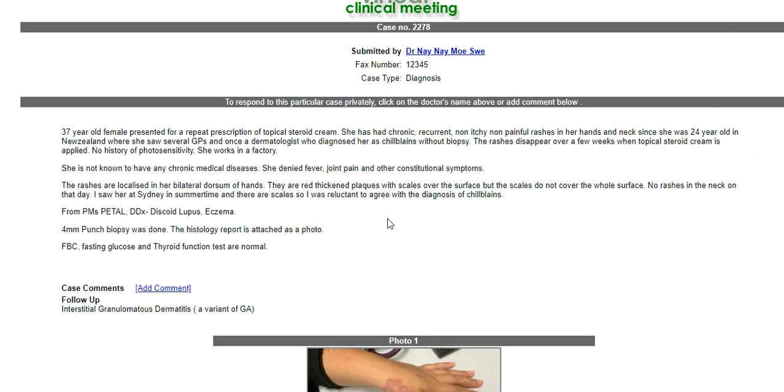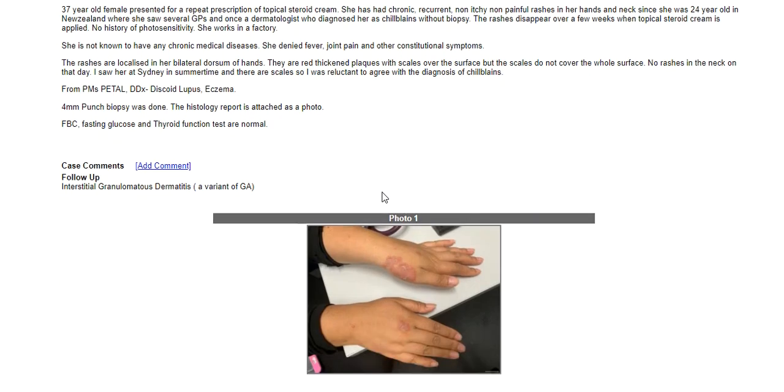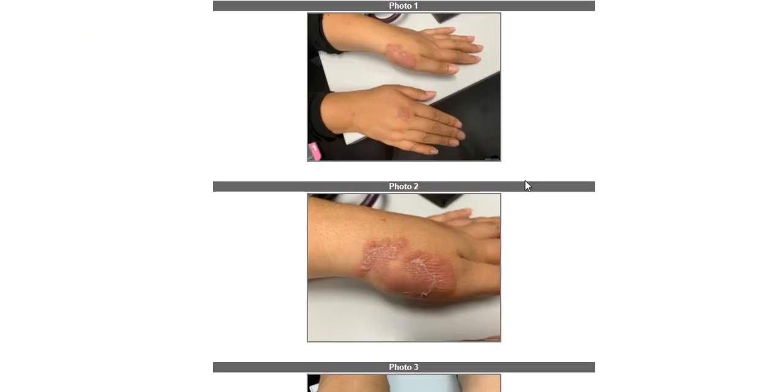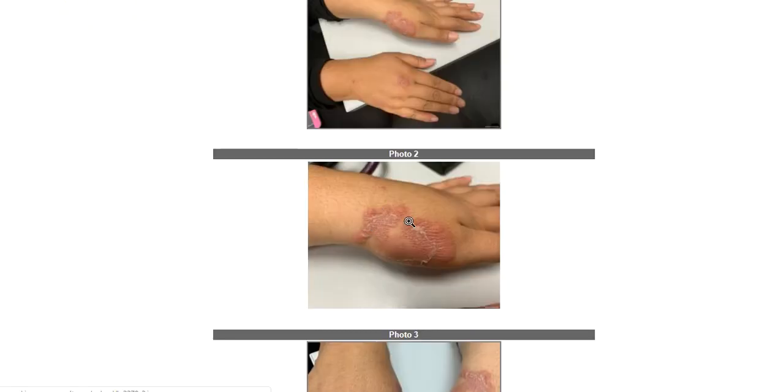Yes, we did. Non-itchy, non-painful rashes on her hands and neck since she was 24 years old. She's 37, and it was reported as an interstitial granulomatous dermatitis, a variant of GA. We had difficulty with this, if I remember rightly.